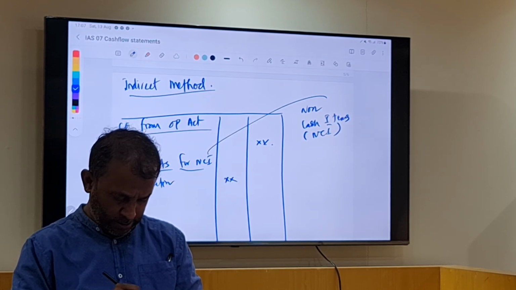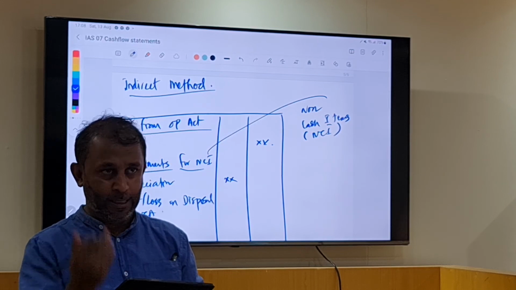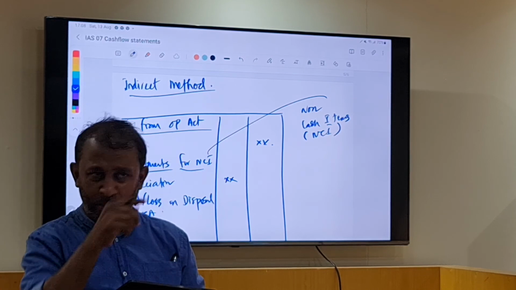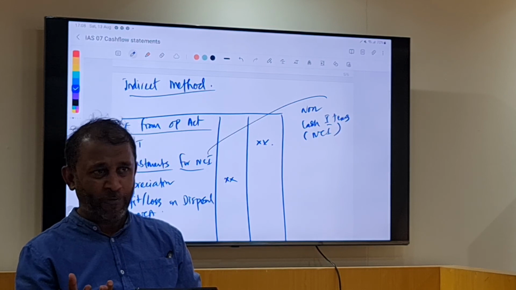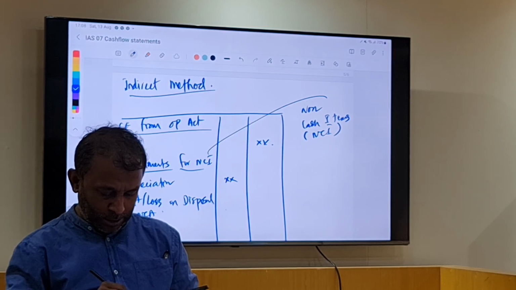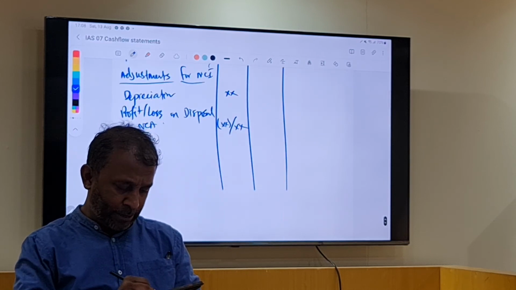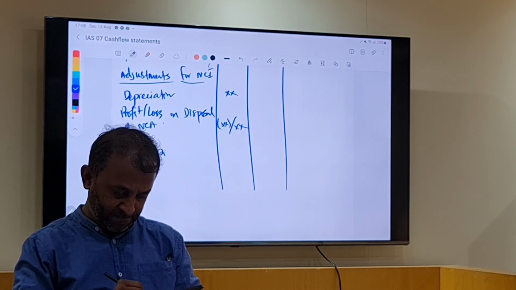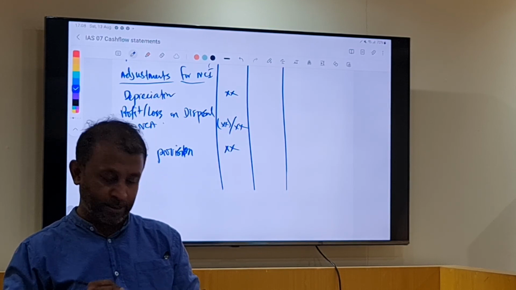Profit or loss on disposal of non-current assets. You sell a vehicle. You do that calculation, you arrive at the profit. Is this profit cash profit? No, the profit is not cash, because depreciation has an impact there. So that is known as non-cash item. End of service benefits, provision, gratuity. That is one non-cash item.